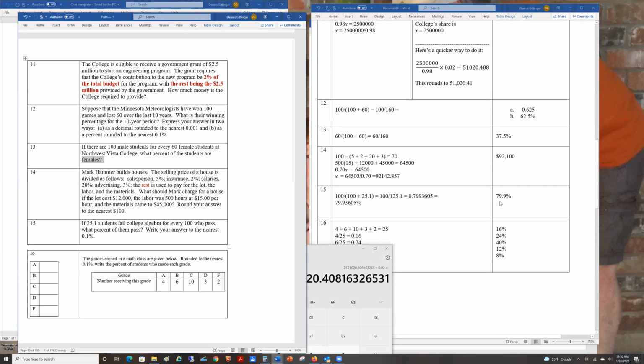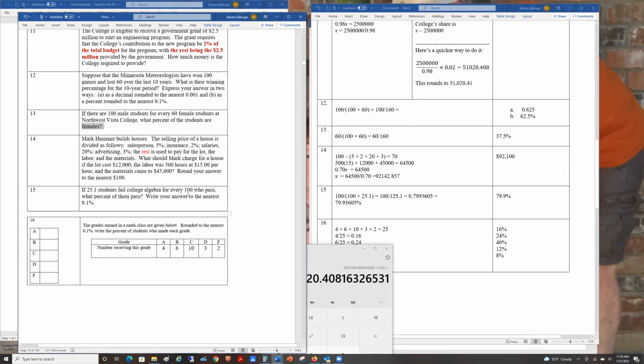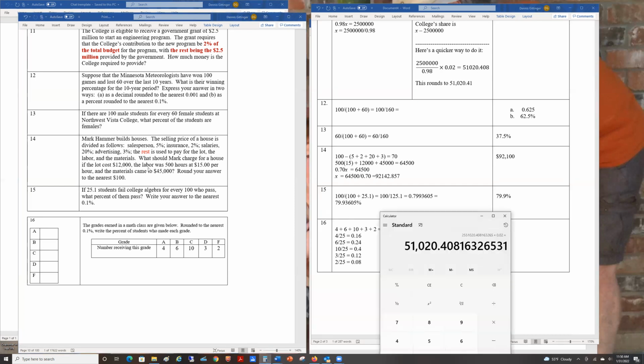Number 14, you haven't seen that before that I know of. If you add up 5% and 2 is 7, and 20 is 27, and 3 is 30, so all those little things add up to 30%, and 100 minus 30 is 70. So that's what the rest is. The rest is the other 70%, and for that you pay the lot, the labor, and the materials. I like to figure out the labor first, because it's so many hours multiplied by so much per hour.